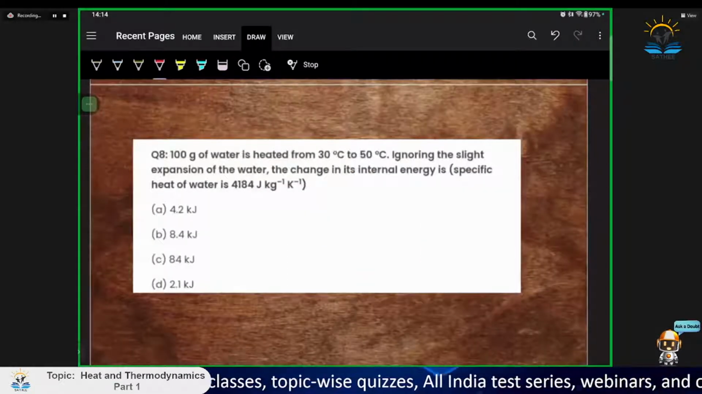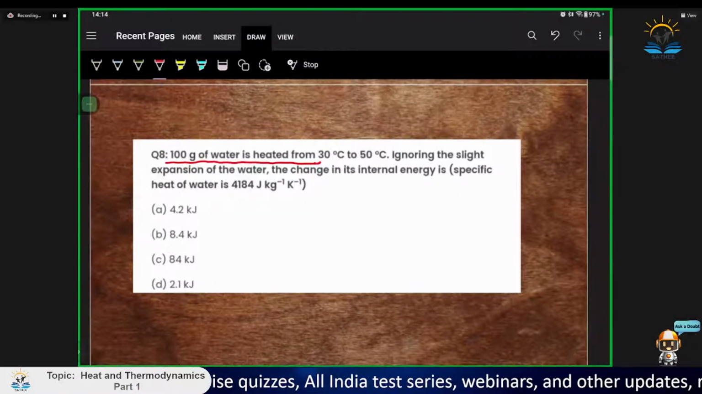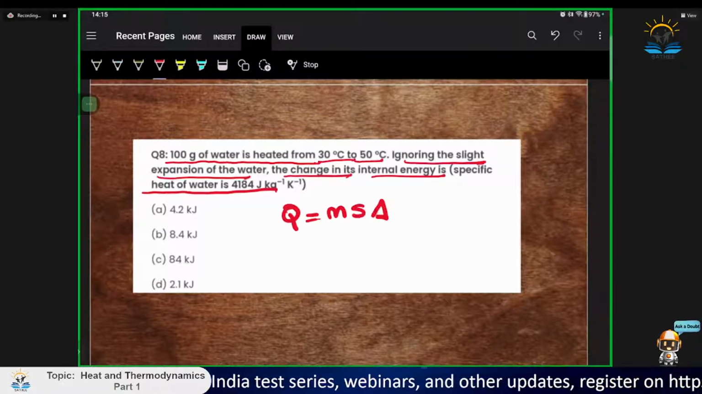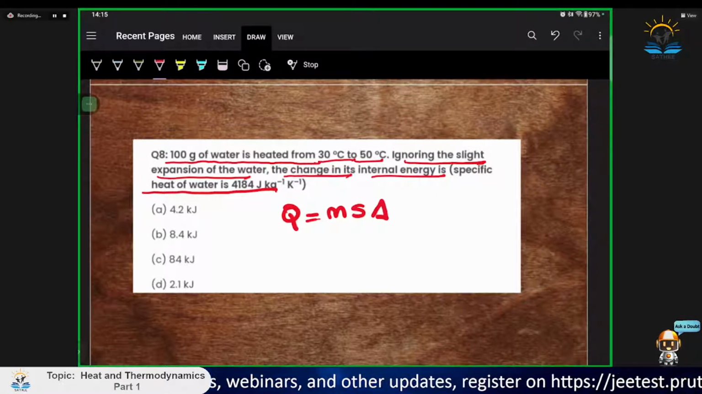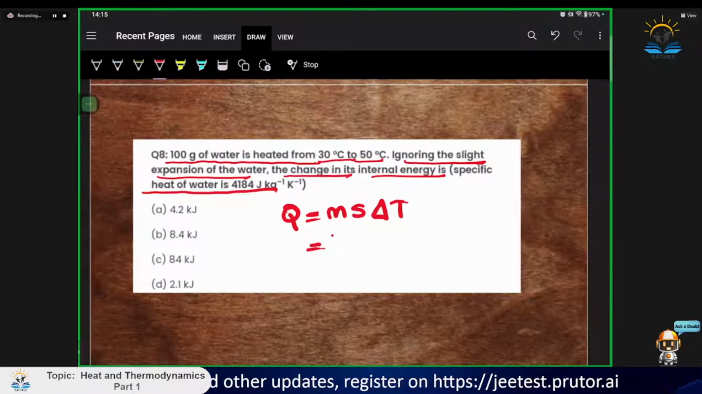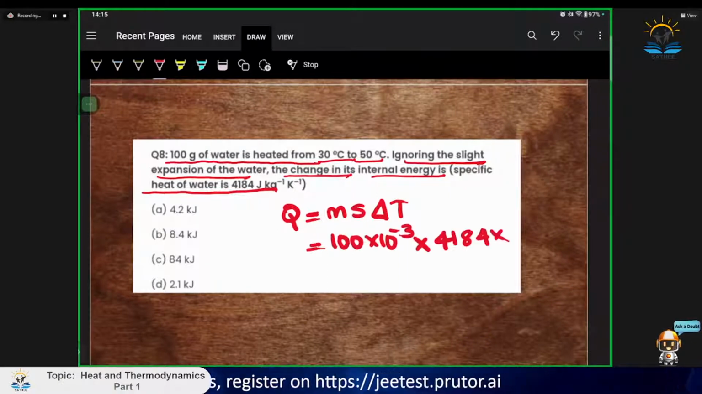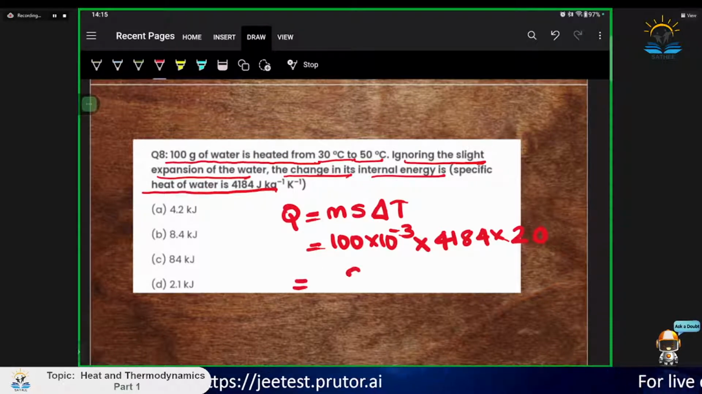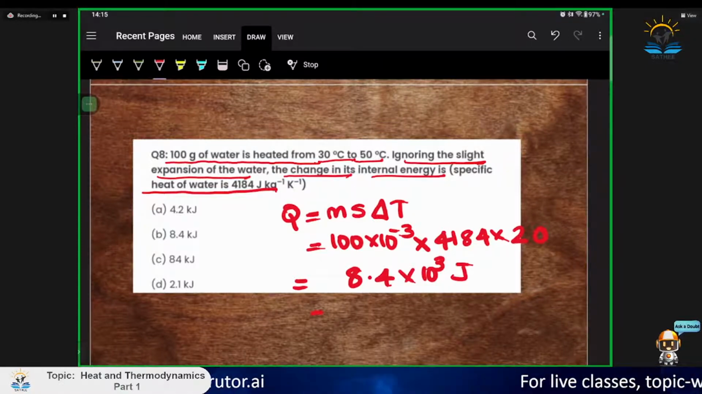We know Q is actually m, the mass of the system, into specific heat capacity, into change in temperature. I think everyone should know the equation very clearly. What is the mass given? Mass is given as 100 into 10 raised to minus 3. Specific heat capacity is 4184, change in temperature is 20. So we will get 8.4 into 10 raised to 3 joule, so it is 8.4 kilojoule.